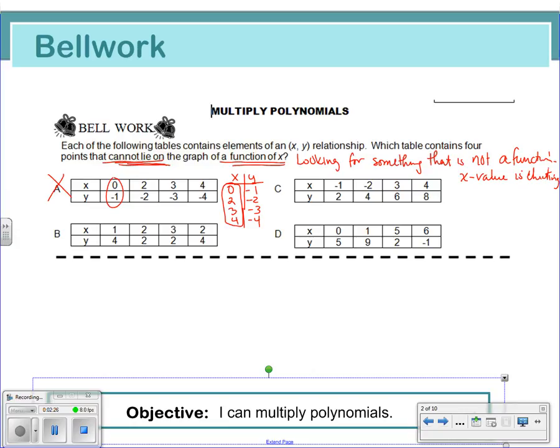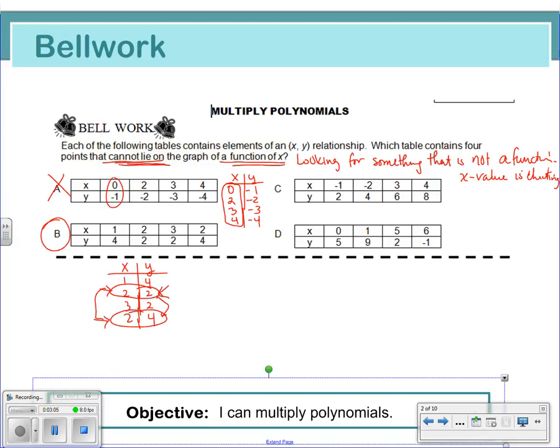Let's look at b. Again, I like to see mine up and down, so I'm just going to do a quick rewrite. X values, y values. My x values are 1, 2, 3, 2. My y values are 4, 2, 2, 4. I can see I have an x value that's cheating. My first x value of 2 is going out with the number 2, and then I have an x value of 2 that is going out with the number 4. This is my cheater, and when you have cheaters, you are not in a functional relationship. Therefore, b is not a function.